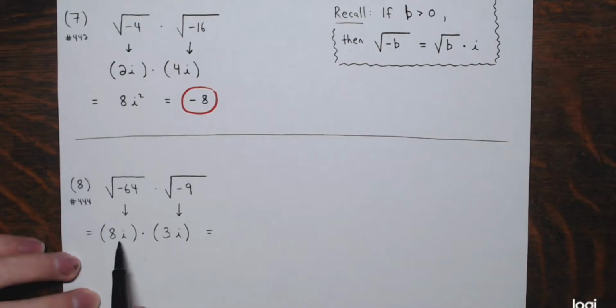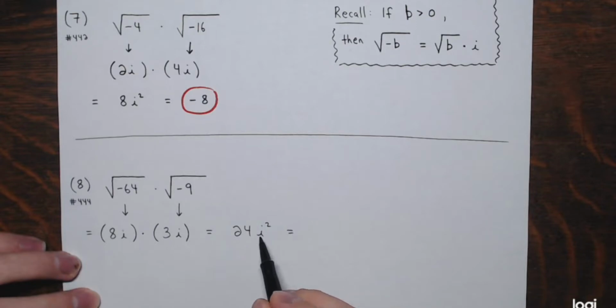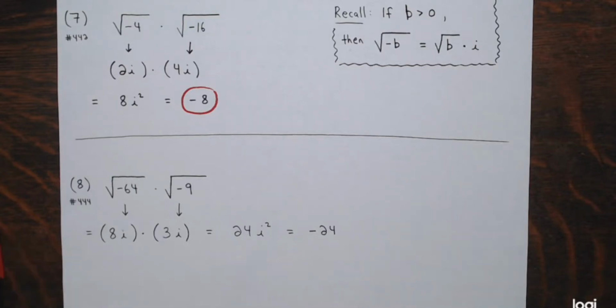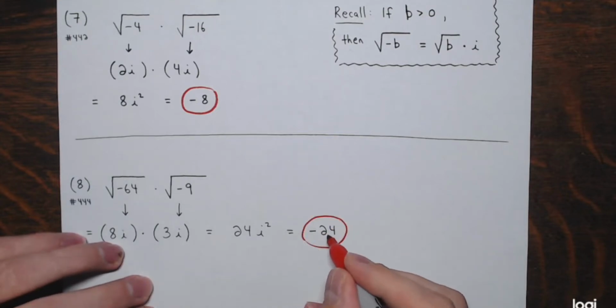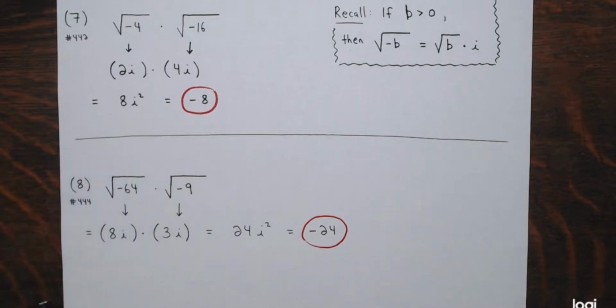And then 8i times 3i would be 24i squared. And remember, this i squared is negative 1. So it's 24 times negative 1, negative 24. Final result. Or, negative 24 plus 0i if you want to add the 0i there. That doesn't change anything.